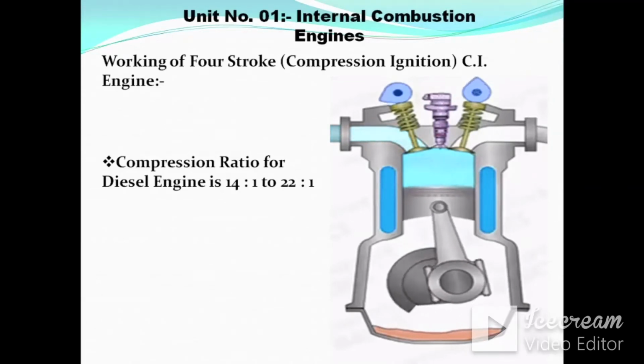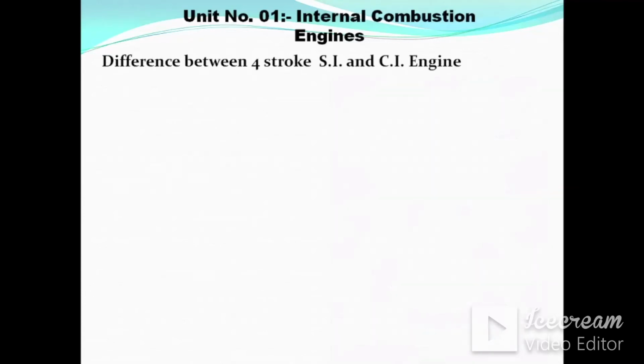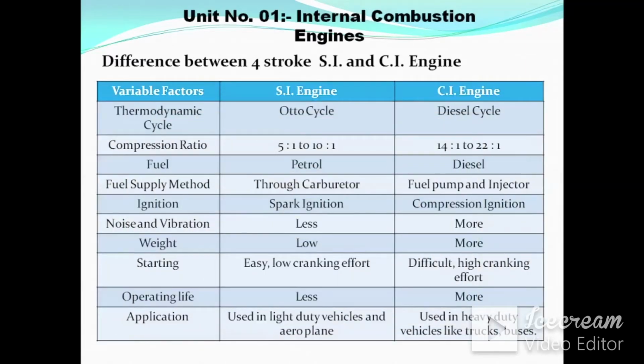Now, after the working of the compression ignition 4-stroke engine, we can move to the differences between the 4-stroke SI and CI engine. There are different variable factors for the difference between the 4-stroke SI and CI engine. First one is the thermodynamic cycle. The SI engine works on the Otto cycle and the CI engine works on the diesel cycle. Next factor is compression ratio. The SI engine compression ratio is 5:1 to 10:1 and the CI engine is 14:1 to 22:1.